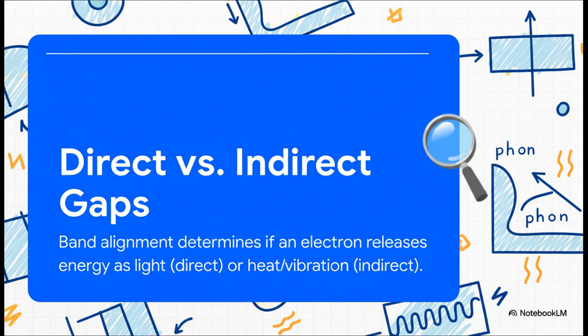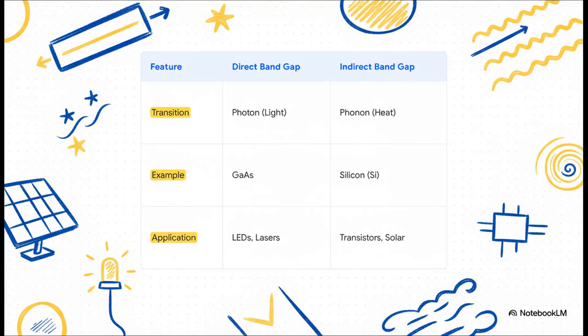But wait, there's more. The rabbit hole goes a little deeper, because it turns out that not all band gaps are created equal. The way the bands are aligned, their exact shape and position relative to each other, has massive implications for what a material can do. And this gives us two main flavors, direct and indirect band gaps. Here's the difference, and it's super important.